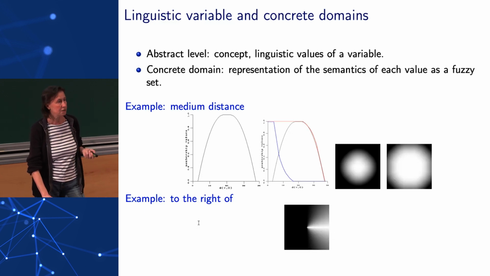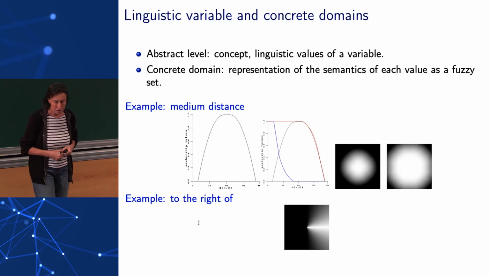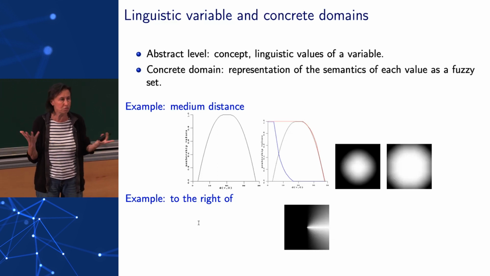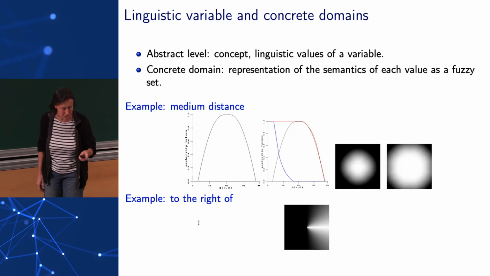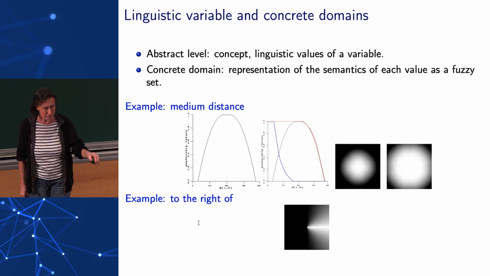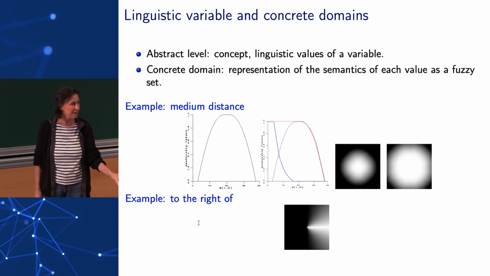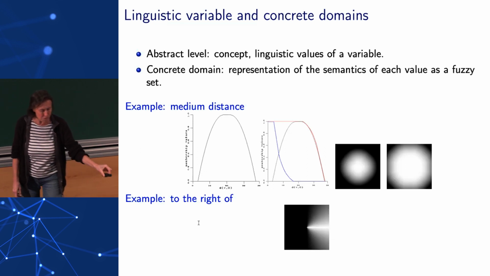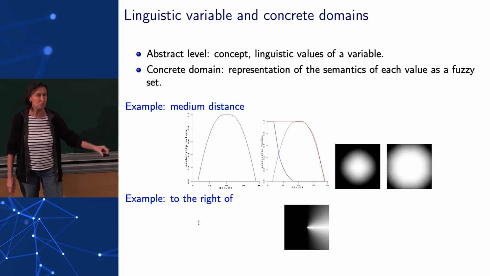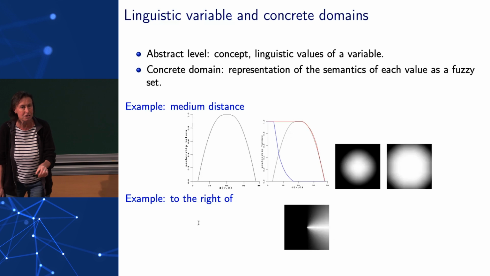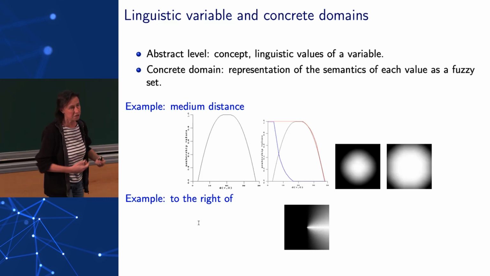Similarly, if we are interested in modeling what it means to be to the right of an object, we have to define the meaning of right, which is intrinsically imprecise. For instance, if I say that this object for you is to the right of the computer, you will say, okay, it's to the right. And if I am moving like this, you will say, okay, it's to the right, but maybe to a lesser extent. And at some point, you will say, no, it's not to the right. And this can be modeled very easily using fuzzy sets.